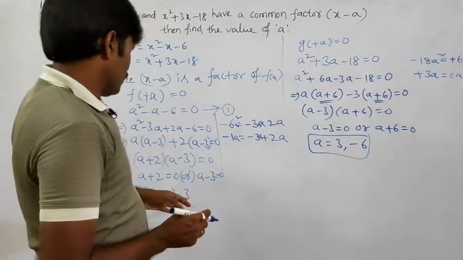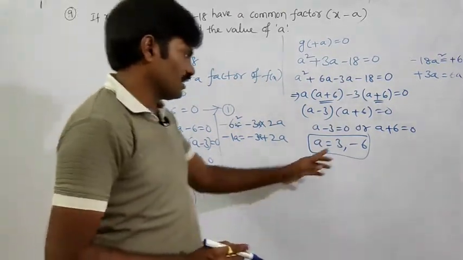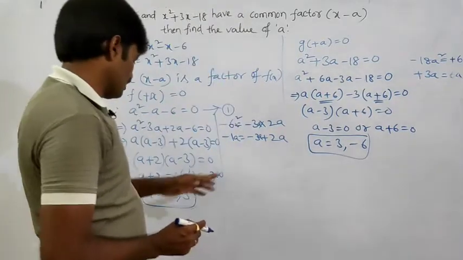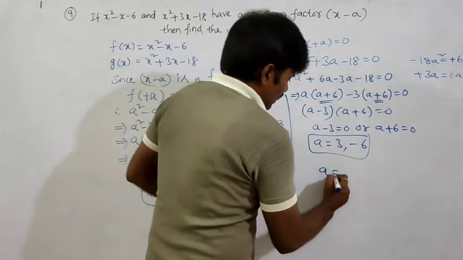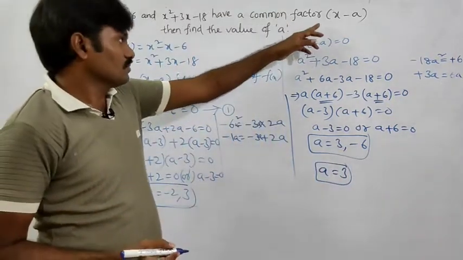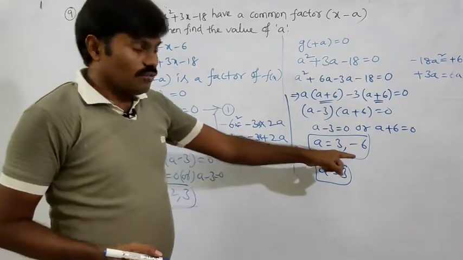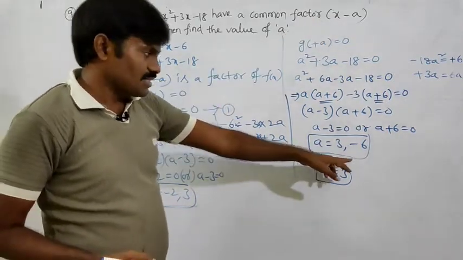Now we got here the a values, minus 2 and 3 here, and here 3 and minus 6. Which one is common among these? 3 is the common one. So the final answer is that the a value 3 is correct, because if you write minus 2, but here there is no minus 2, that means x plus 2 is a factor. Here, is there x plus 2?